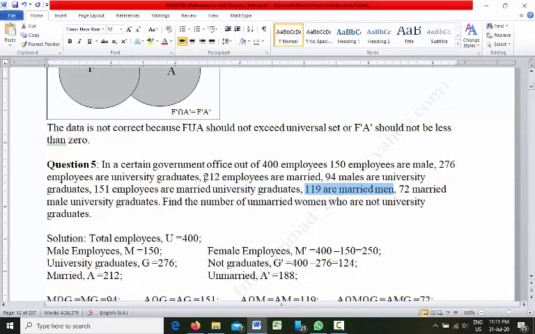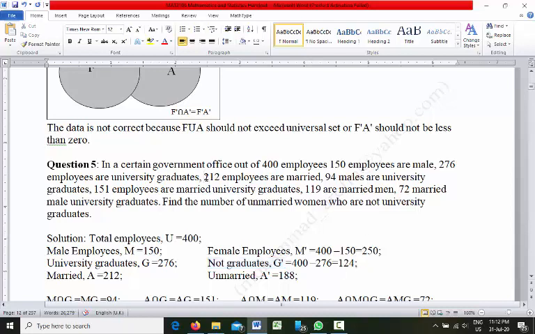One more thing. I am saying again, 276 employees are university graduates. So university graduates, that is G, is 276. If 276 out of 400 employees are university graduates, the remaining 124 employees are not university graduates. So not university graduate will be G prime, which is 124.